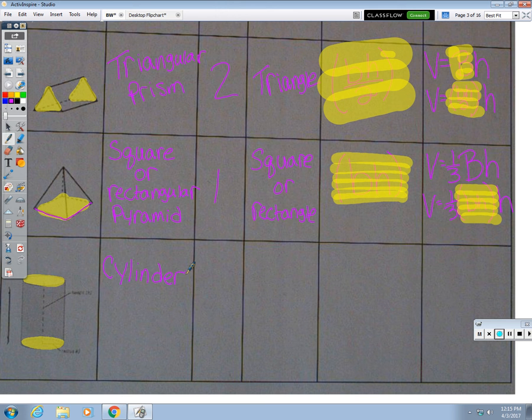Two. You can find cylinders like those Quaker oatmeal containers. What shape are the bases of the cylinder? Circle. I'm going to put circle.